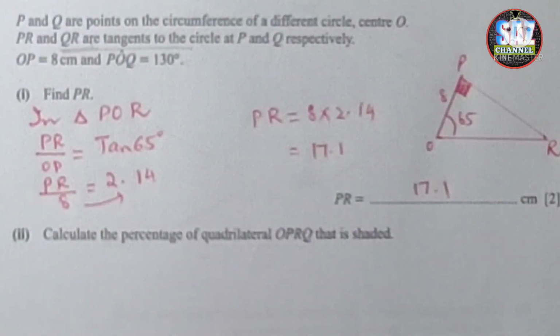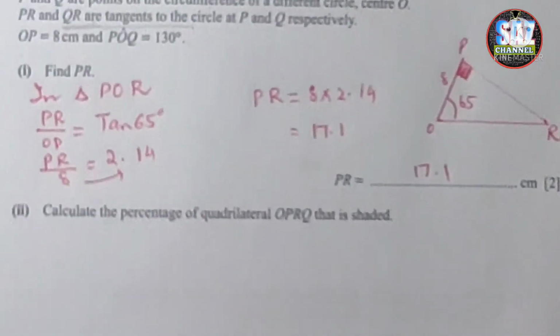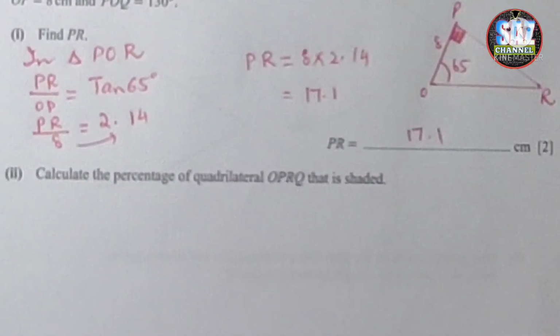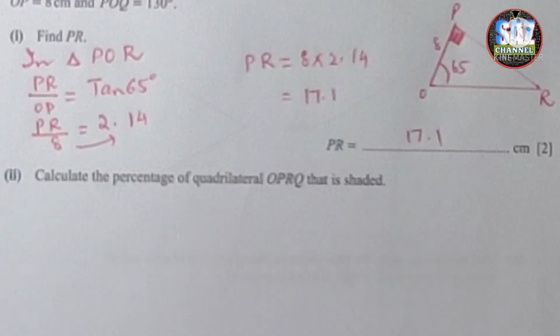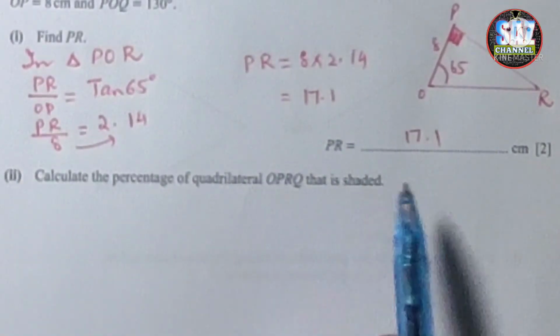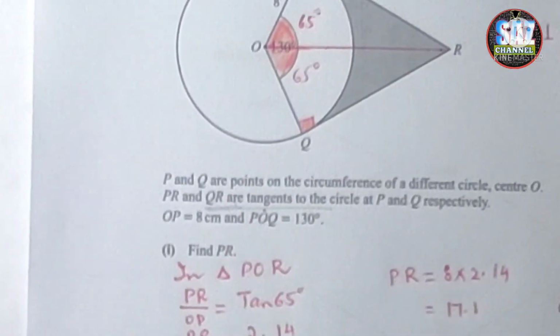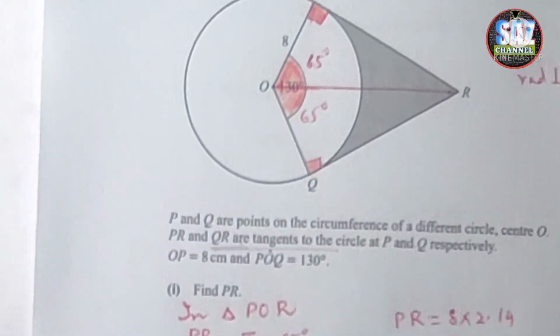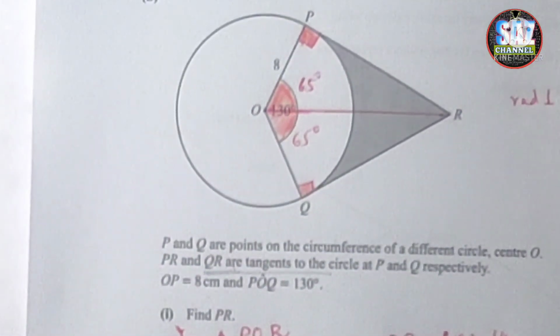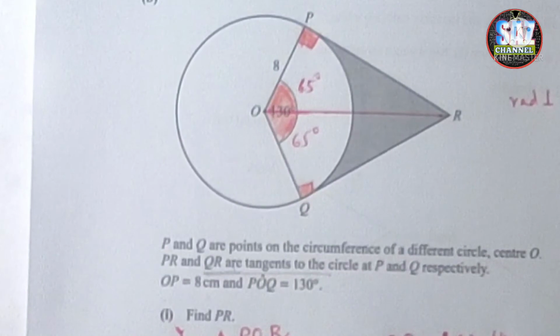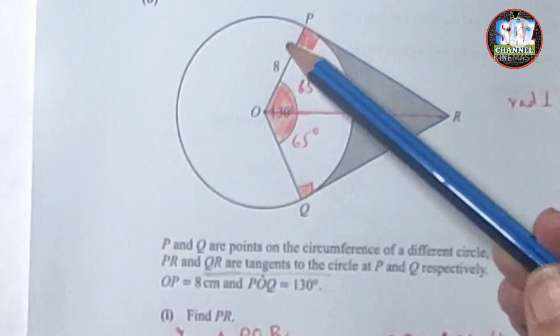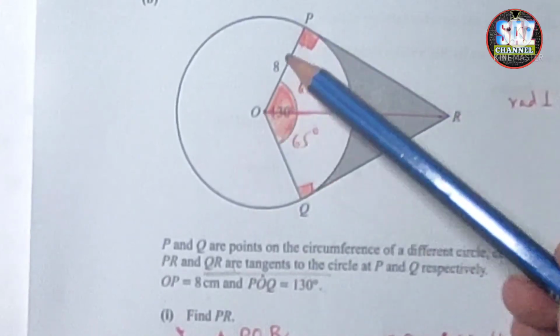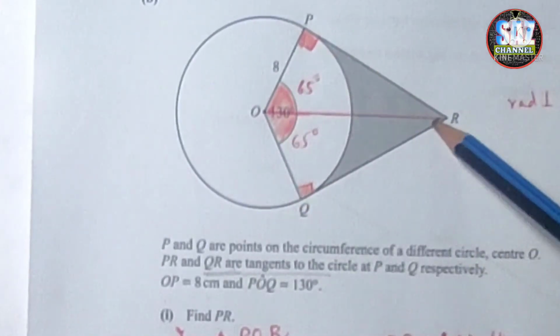Then coming to the second part, that says calculate the percentage of the quadrilateral OPRQ that is shaded. Okay, percentage of the quadrilateral that is shaded. Now first look at the diagram. We can see that in this diagram, if we look at the entire figure, OPRQ is a quadrilateral.